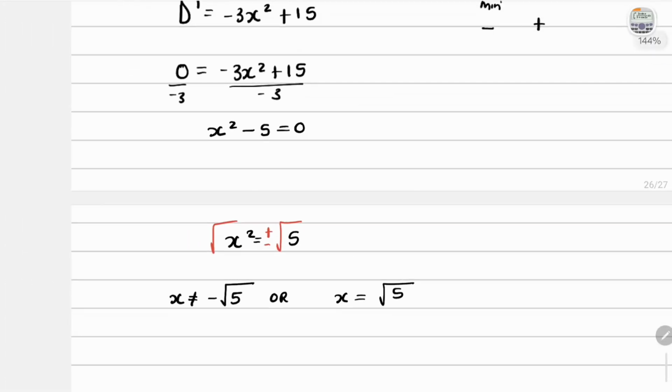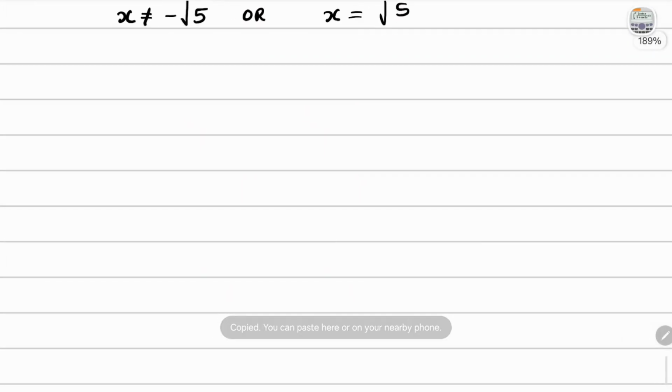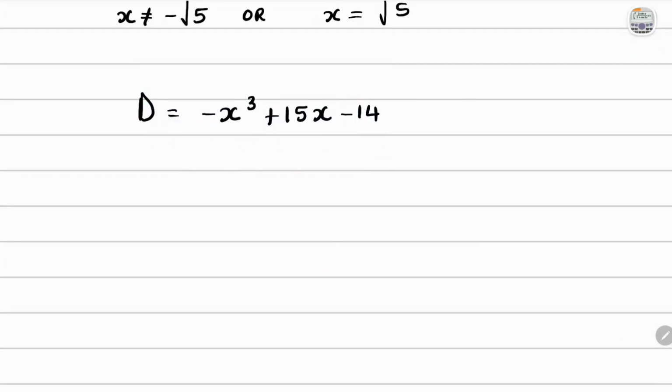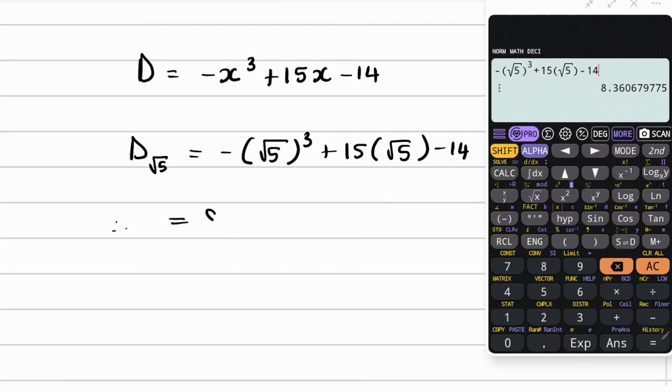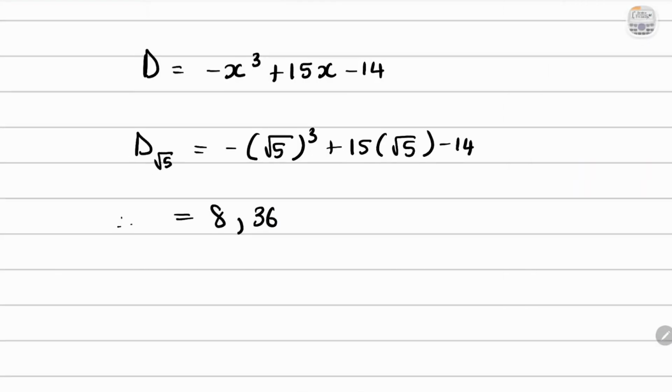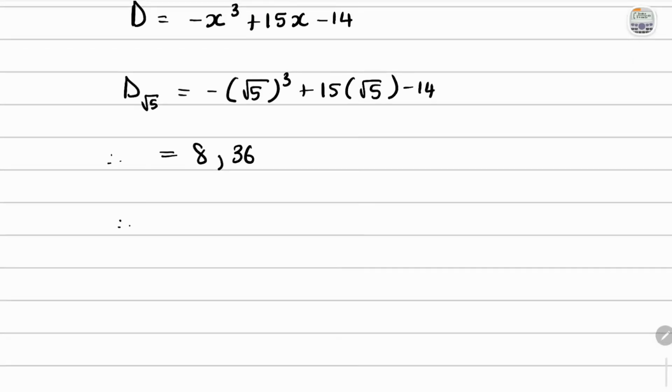So if you take that and substitute it into your expression for the distance, that's going to give you your answer. So the distance is equal to negative root 5 cubed plus 15 root 5 minus 14. And let's go ahead and see what that is. Okay, and the answer here is 8.36, rounded off to 2 decimal places. So we can tell them, therefore, the maximum distance is 8.36 units.